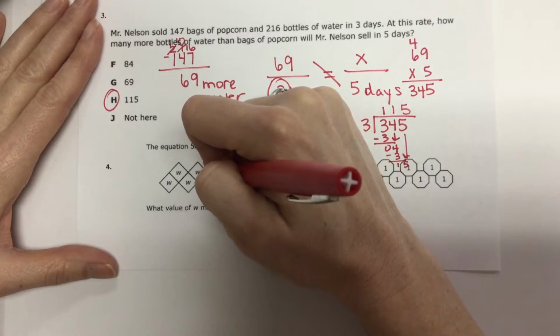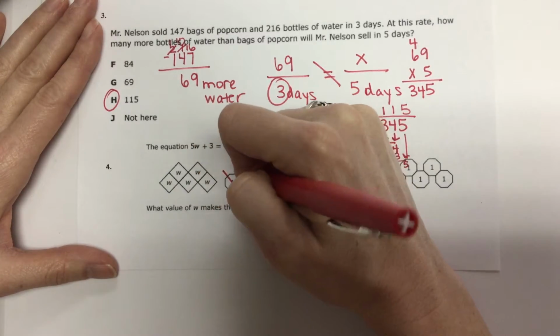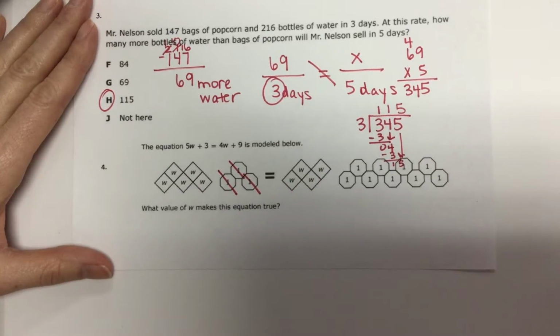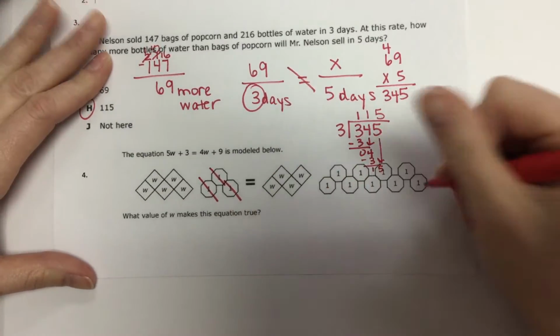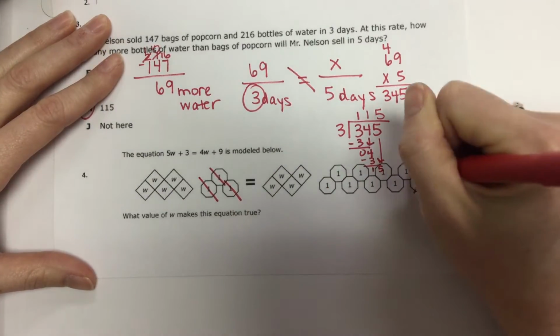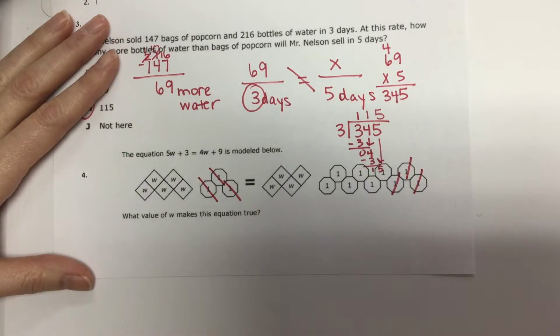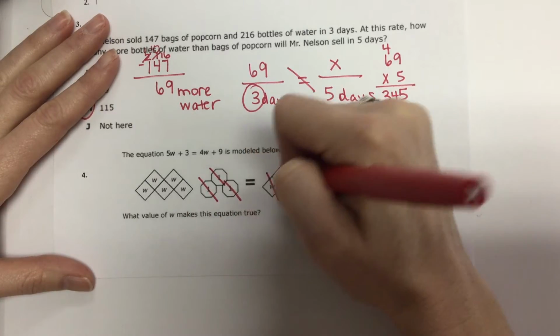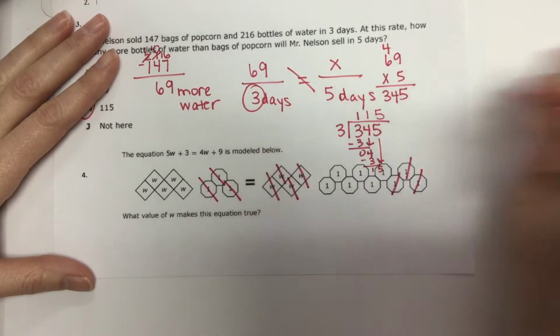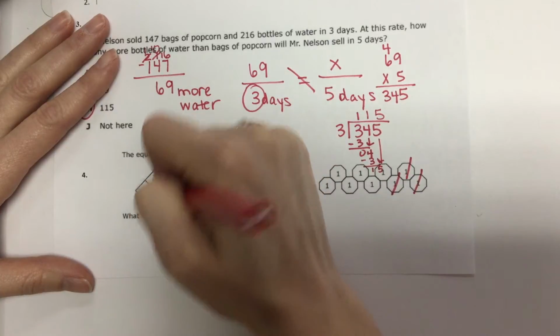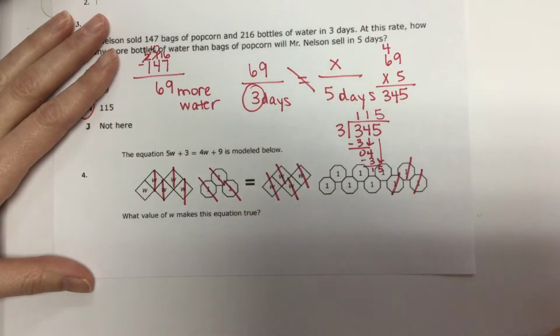So I need to get W by itself. So I'm going to start by getting rid of these 1's right here. And because I crossed out 3 of those on the left-hand side, I need to come over here and get rid of 3 of them on the right-hand side. And then I have W's on both sides, so I want to start crossing off W's here. I cross off 4 here, which means I also need to cross off 4 over here.